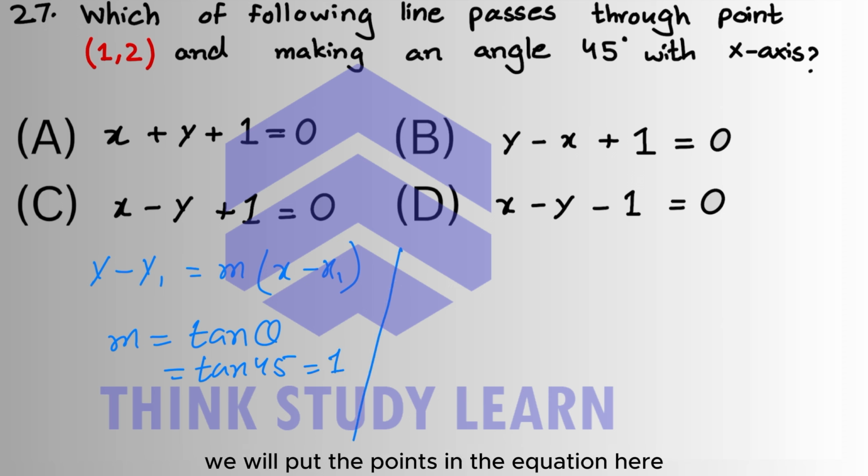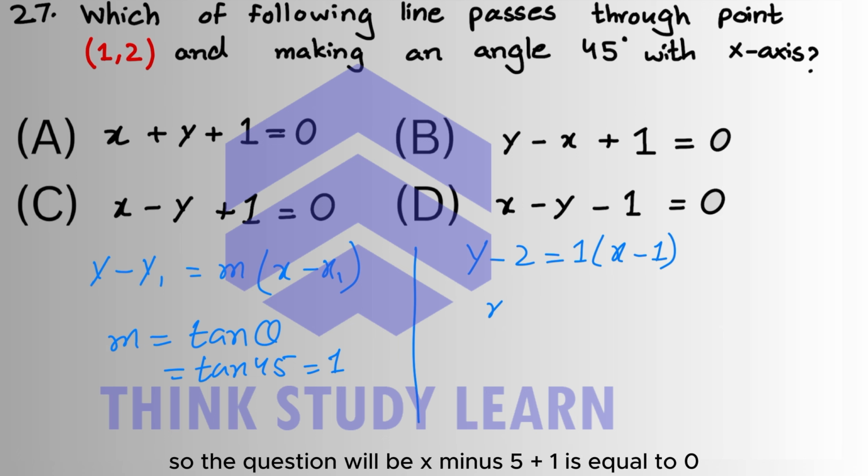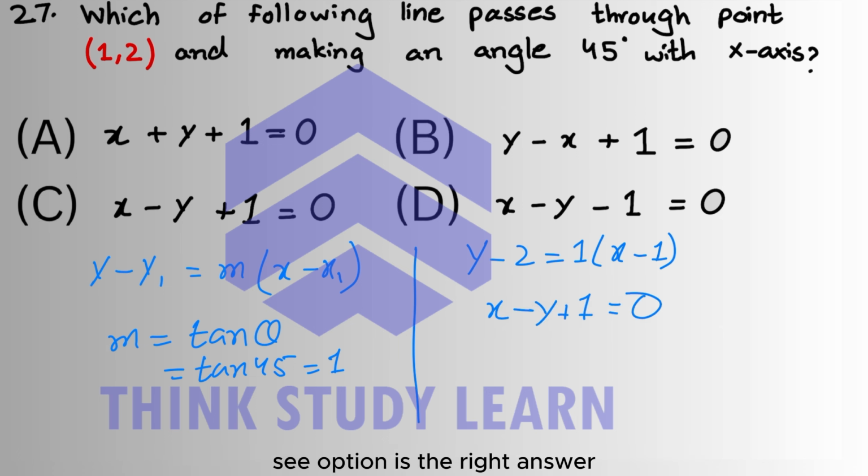We will put the points in the equation here and find out the equation of the line. So putting the points, y minus 2 is equal to 1 into x minus 1. So the equation will be x minus y plus 1 is equal to 0. C option is the right answer.